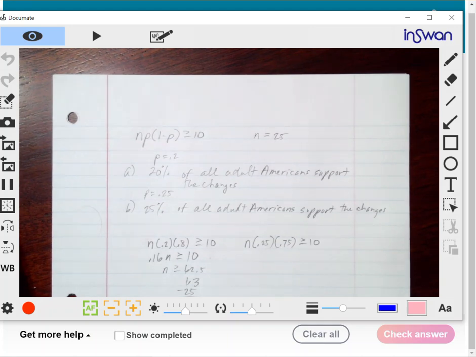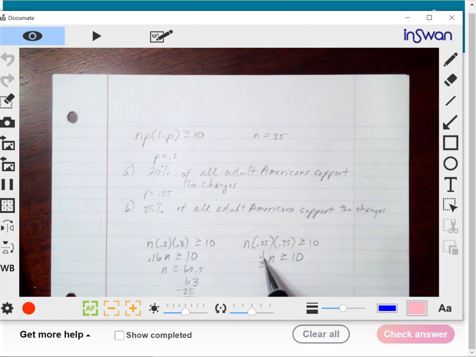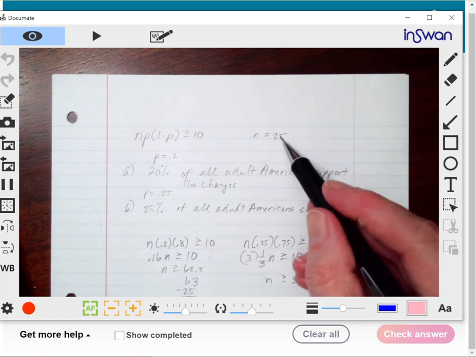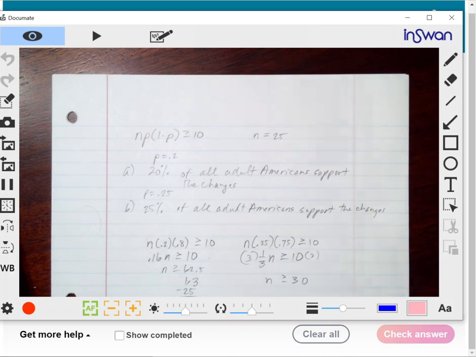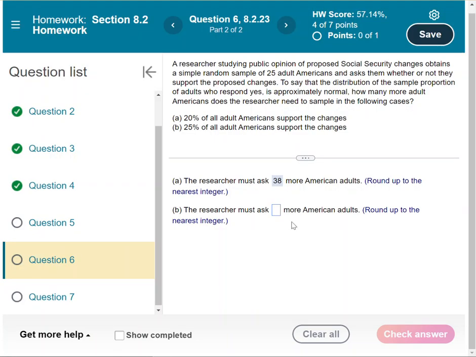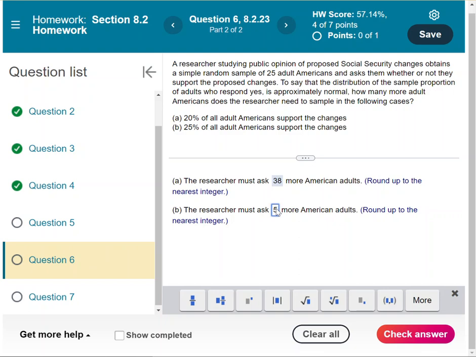So 0.25 times 0.75. This is basically 0.3333, or 1/3 N, is greater or equal to 10. If we multiply by the reciprocal here, that would be 3. And we'll multiply the other side by 3, we get N is greater or equal to 30. So in this case, since we have 25, we only need 5 more. So let's go back and put in 5.